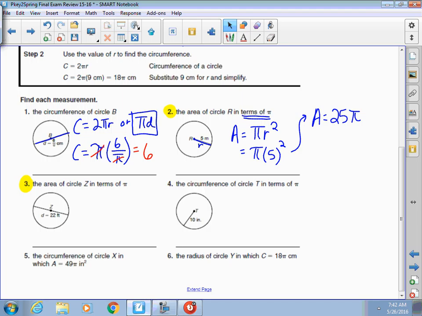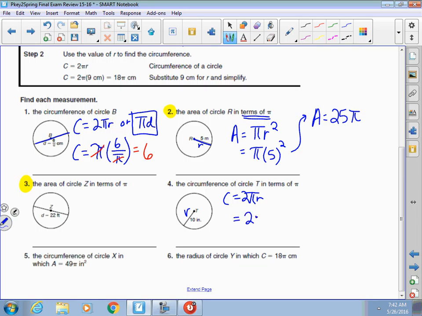So on number 3, finding the area of circle Z in terms of pi. And so I'm going to let you do that one for circumference. Now, you will see a circumference problem when it's over the radius given. In this one, we use 2 pi r. Let's talk about this again. 2 times pi times the radius. That's what that means, 2 pi r. So that means we multiply 2 and 10 together. That would give me 20, and then keep pi, because I want it in terms of pi.